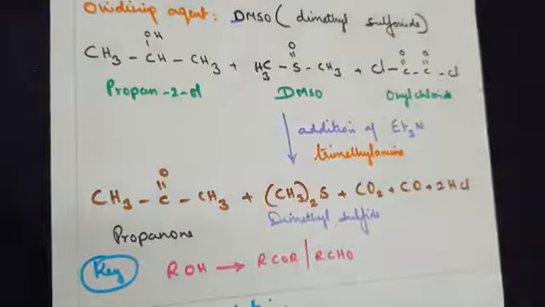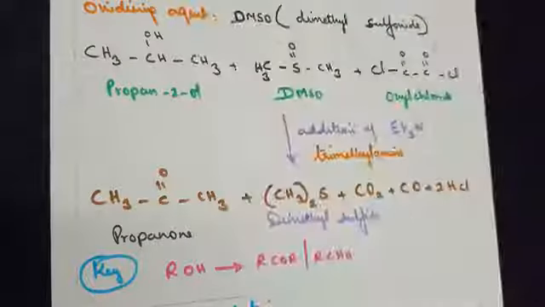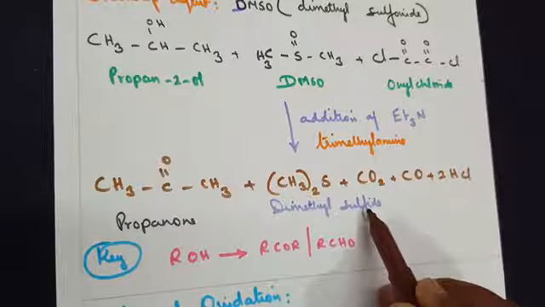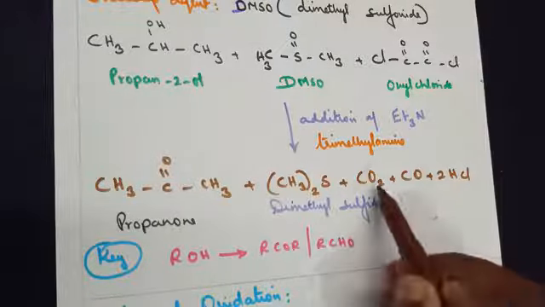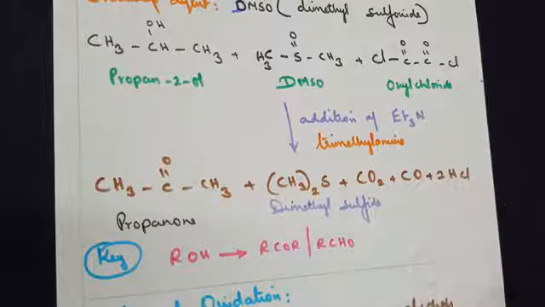So the reactant is a secondary alcohol. I kept on repeating to you, on oxidation it gives us a ketone. So this is a secondary alcohol. On oxidation we get ketone, that is propanone, plus dimethyl sulfide. This oxygen from here is removed. Dimethyl sulfide plus carbon dioxide plus carbon monoxide plus 2 molecules of HCl.